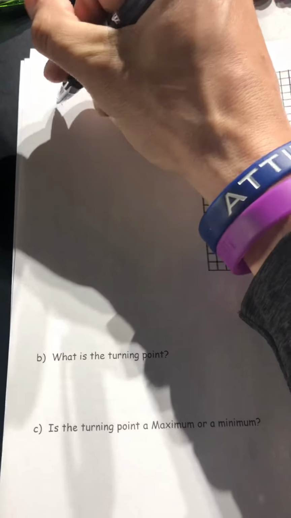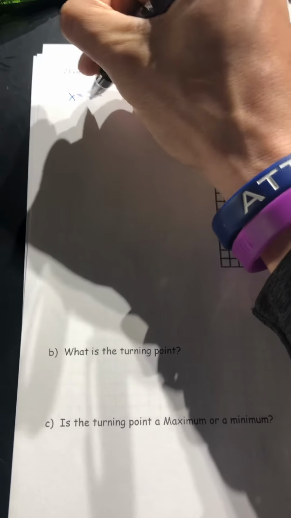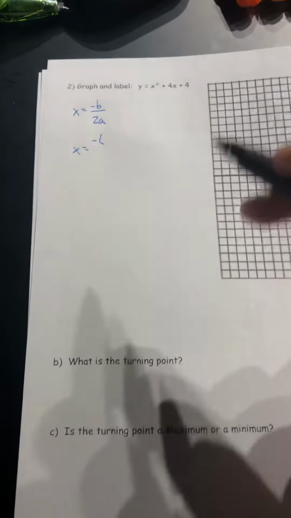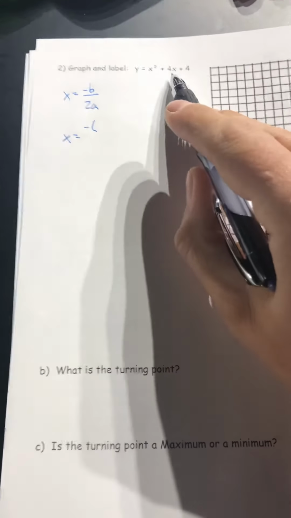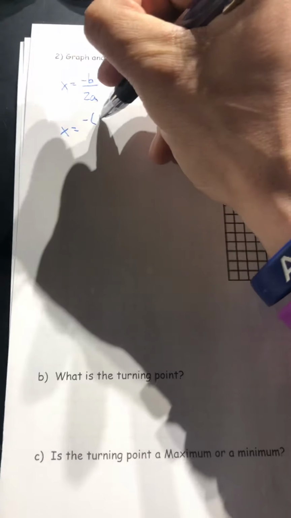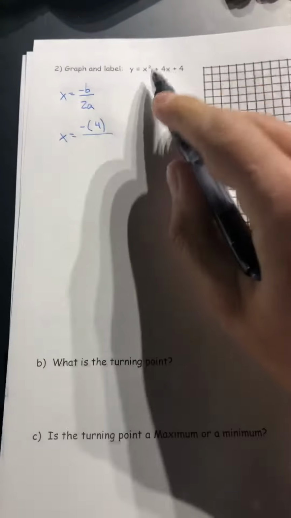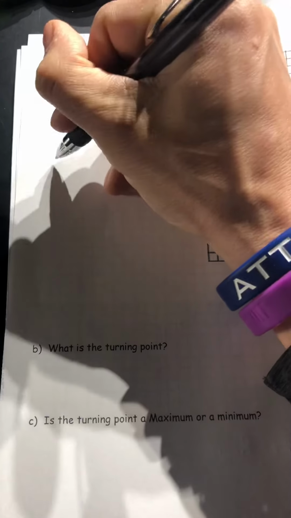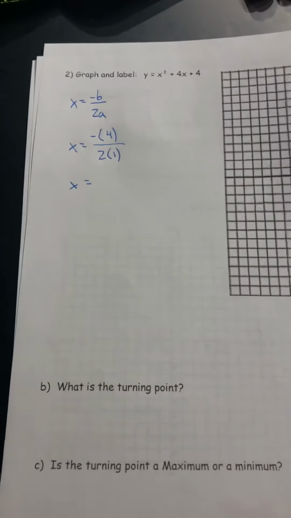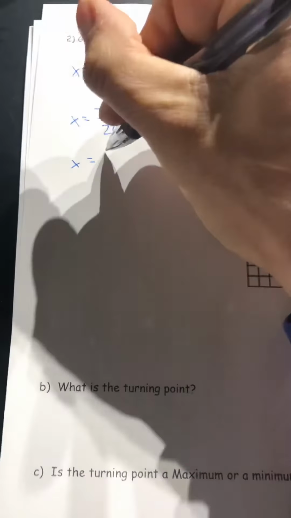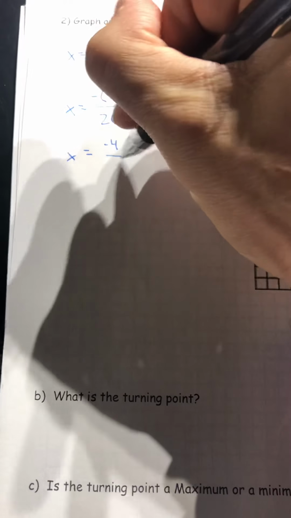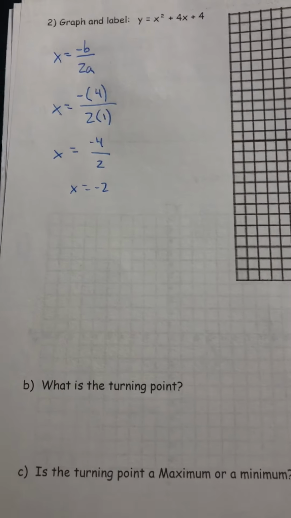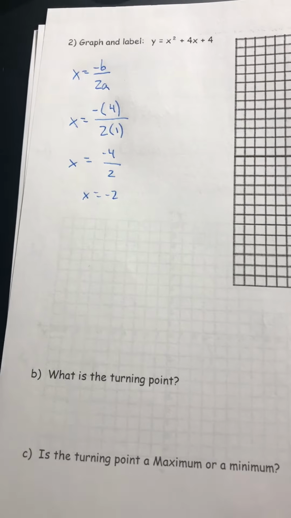So we have x is equal to negative b all over 2a. So we're going to plug in. Our b value is the number attached to x, which is 4. As we know, our a value is the number in front of x squared, so that's 2 times 1. So now we're going to simplify. Negative 4 over 2 times 1, which is 2. That simplifies to negative 2. Now we have an integer value, which means we can go right to the calculator.